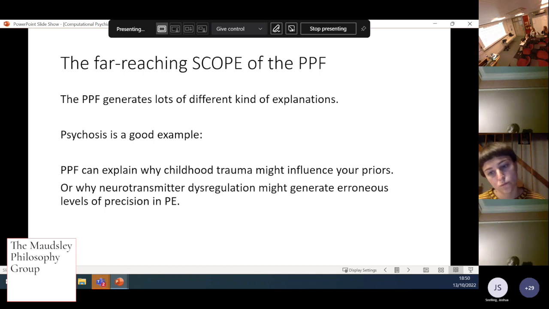Psychosis is a good example. Predictive processing can explain why childhood trauma might influence your priors, so that would be an experience-based approach, a learning-based approach. But it can also explain why neurotransmitter dysregulation might generate erroneous levels of precision in prediction error.